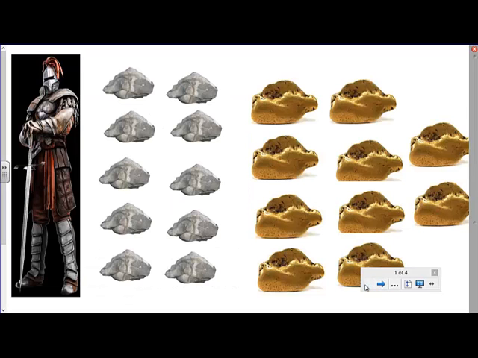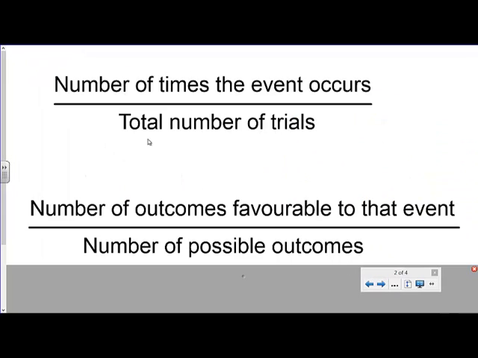Okay? So the difference between the two of them is this. The number of times the event occurs over the total number of trials, that is experimental probability. Think batting average. The number of outcomes favorable to that event over the number of possible outcomes, that is theoretical. This takes an experiment. This takes just the plain numbers.